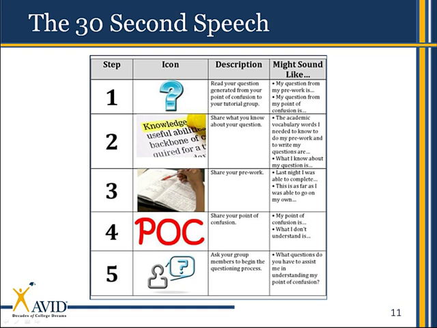The information from the pre-work recorded on the TRF becomes the content for the presenter when he is presenting his question to the group members during tutorials. The 30-second speech. These 5 steps ask the presenter to share the information gathered on the TRF, including the initial question and the question from the point of confusion.